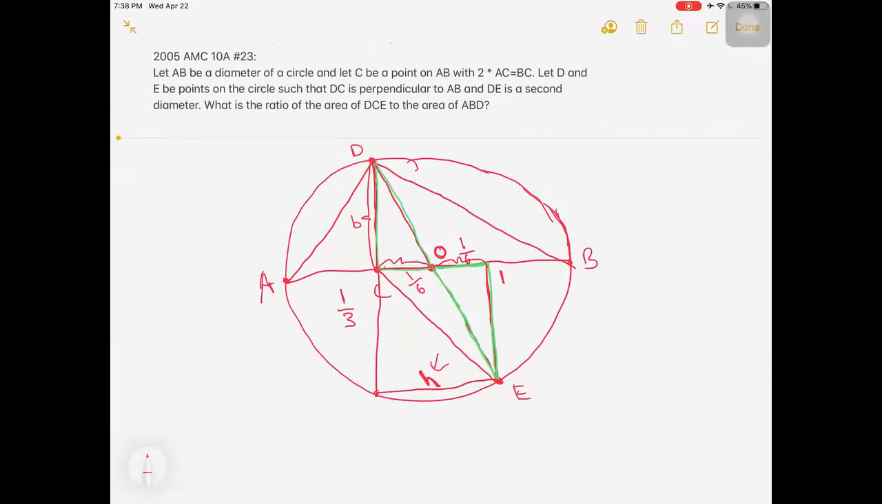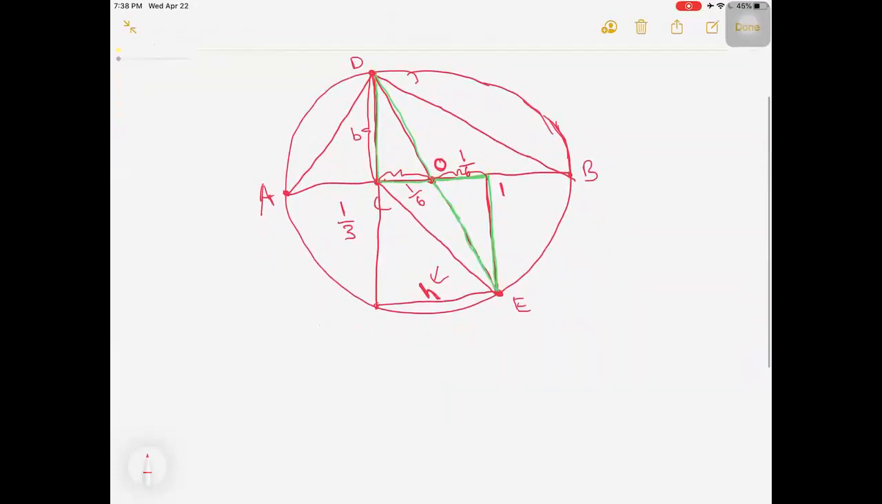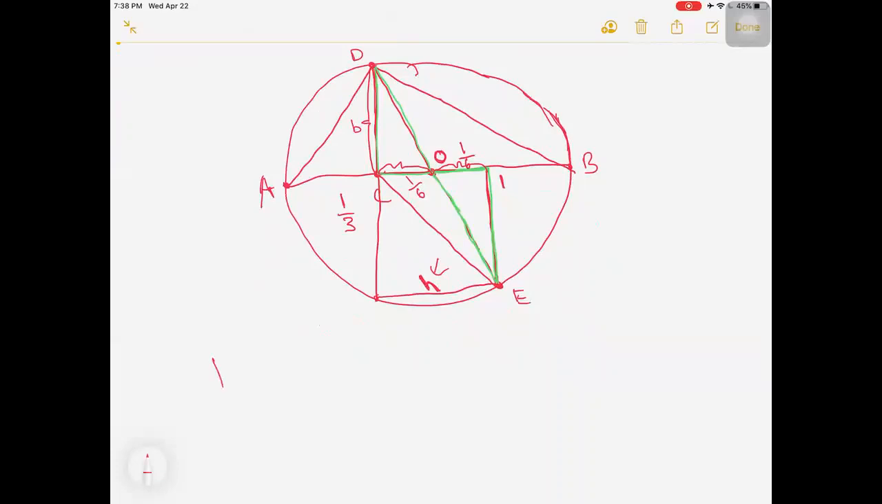So the area of DCE is just B times H over 2. Or B times 1/3 over 2, or just B over 6.